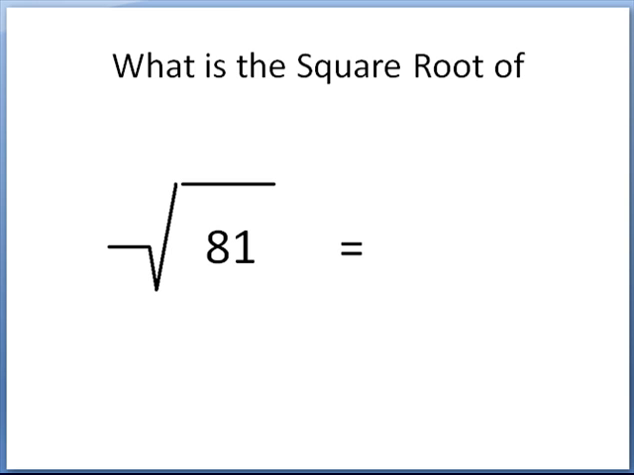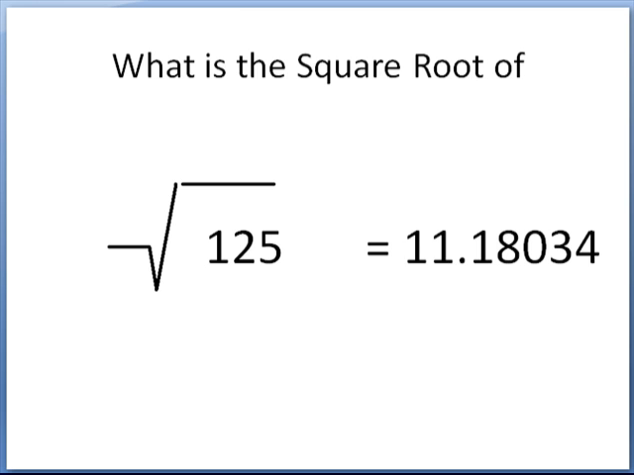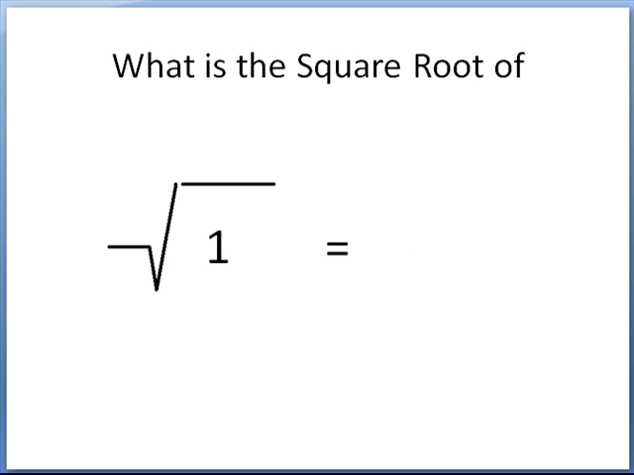What's the square root of 81? Well, that's 9. 9 times 9 is 81. What's the square root of 125? It'd be a little bit more than 11, because 11 squared is 121. It's 11.18034. What's the square root of 144? Well, that's 12, because 12 times 12 is 144.